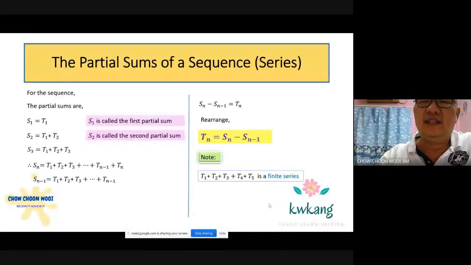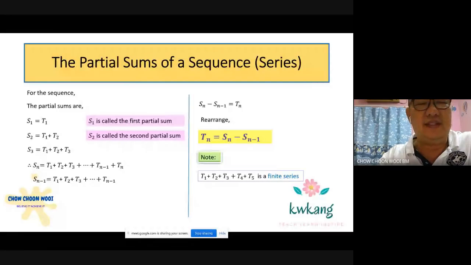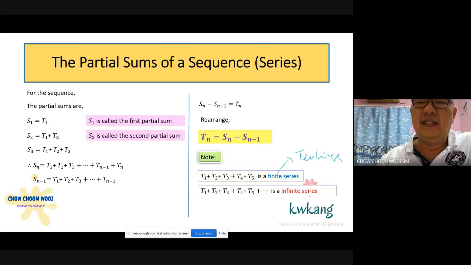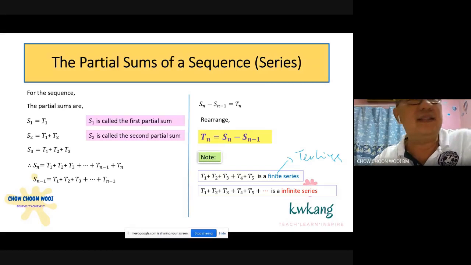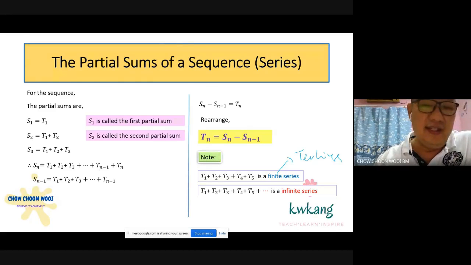Okay. This one you tengok T1, T2, T3, T4, T5, up to T5 dia stop. Then we say it is a finite series. Finite series adalah terhingga. Then this one, it is an infinite series. Infinite series dia tambah sampai infinity.